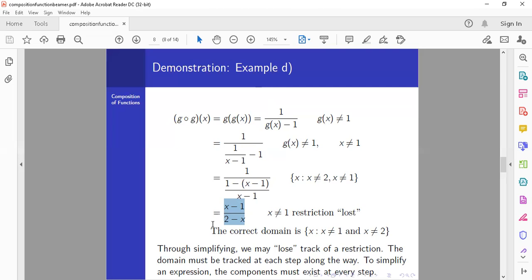Remember, each one of these is equal. So I don't lose restrictions as I simplify. In fact, I gain restrictions only. Either I keep them the same or I gain them. I never lose a restriction. Once a restriction is imposed through simplifying the arithmetic, I cannot lose it.